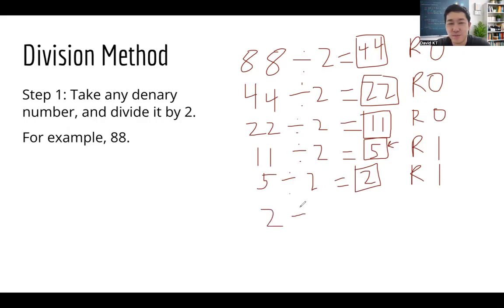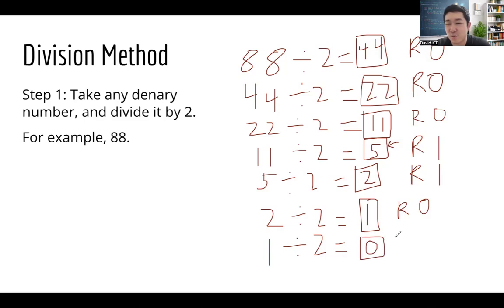Now, 2 divided by 2 gives you 1, with a remainder of 0. What's the new number to work with? 1. 1 divided by 2, rounded down to the nearest integer, is 0, with a remainder of 1. Once you reach 0 here, you are done. So this is 88 in binary, but be careful.